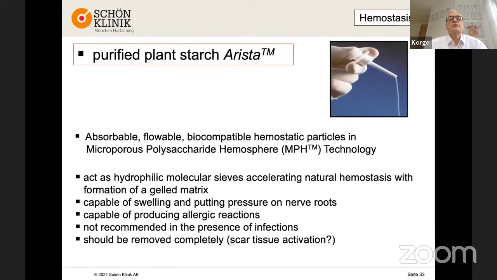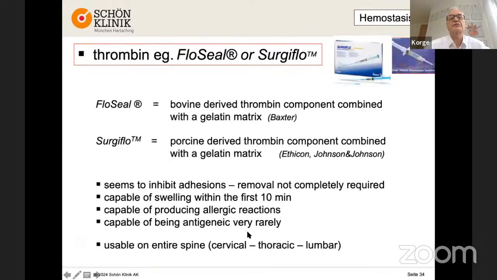Not too well known is purified plant starch, Arista, which is a powder. You can put the powder in the operative field. It's like an avalanche. If you have a powder avalanche in the lung, you die not because you don't have enough oxygen, but because the powder closes the structures. And this is the same here, this powder coming out here. Usually you should remove this because this really can activate scar tissue formation.